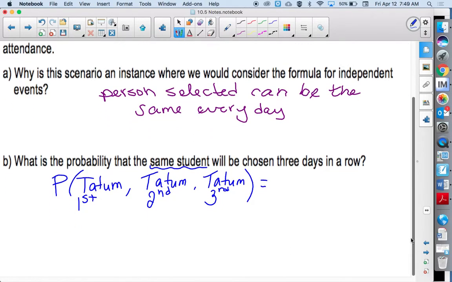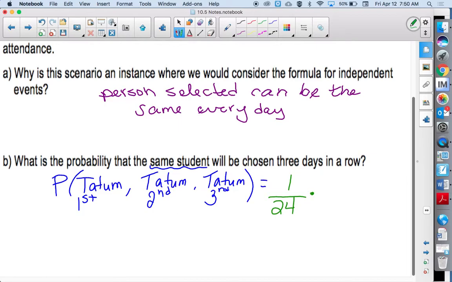That's really what we're trying to figure out. So each day is its own probability. So day 1, day 2, day 3, choosing the same person. So we have a class of 24 students. I'm going to find the probability of choosing the same person or Tatum every single day. So the probability of me choosing Tatum on day 1 would be 1 out of 24. Because she's one student out of the 24.